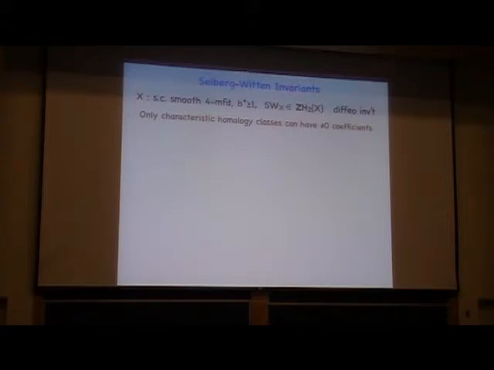So, by characteristic, I mean that if you take the Poincaré dual and reduce mod 2, you get W2.